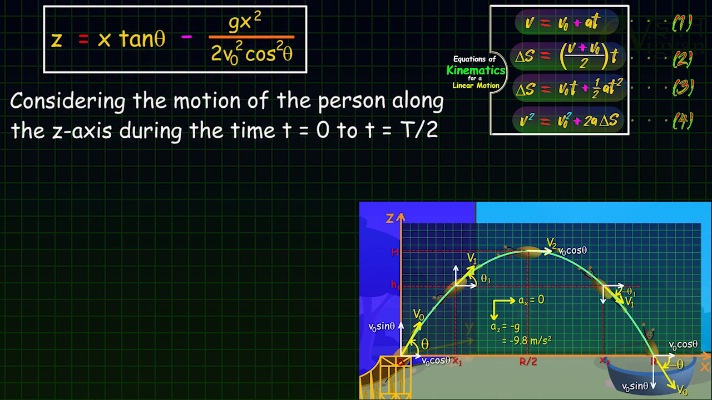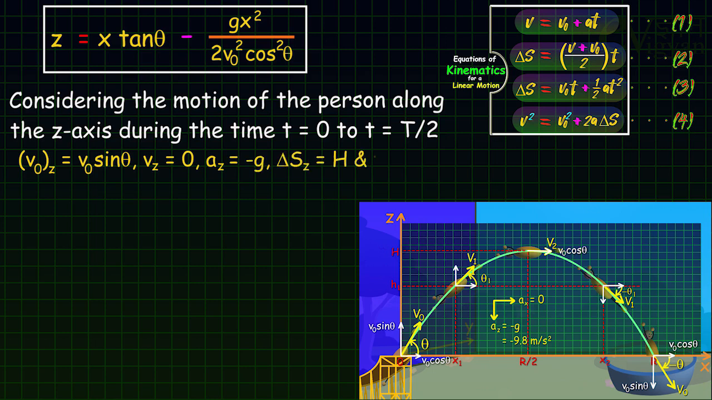Considering the motion of the person along the z-axis during the time t = 0 to t = T/2, we have the initial velocity v₀z = v₀ sin θ. The final velocity is vz = 0. The acceleration is az = −g. The displacement is Δsz = h, and the time interval is t = T/2.